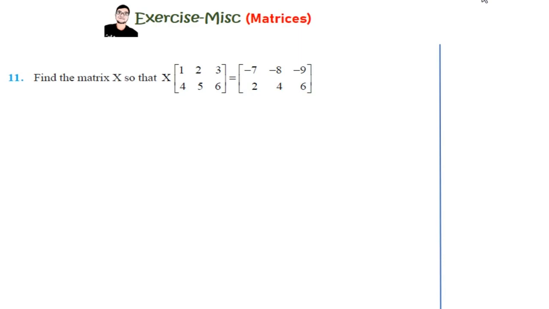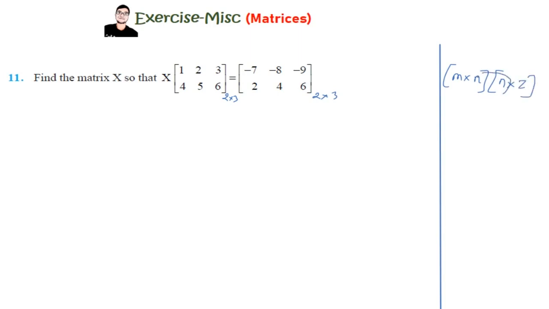So in question number 11 we need to find a matrix X so that X multiplied by this matrix is equal to this matrix. Now what we need to observe is that this matrix 1 2 3 4 5 6 is of the order 2 by 3, and the resultant matrix is also of the order 2 by 3. First of all, matrix multiplication is only possible if the number of columns of the first matrix is equal to the number of rows of the second matrix.